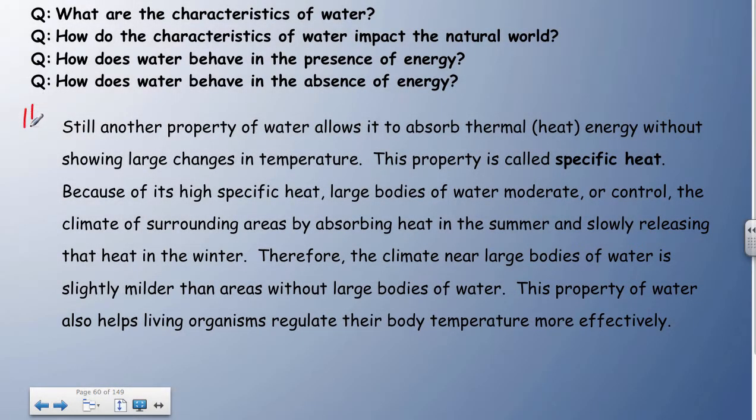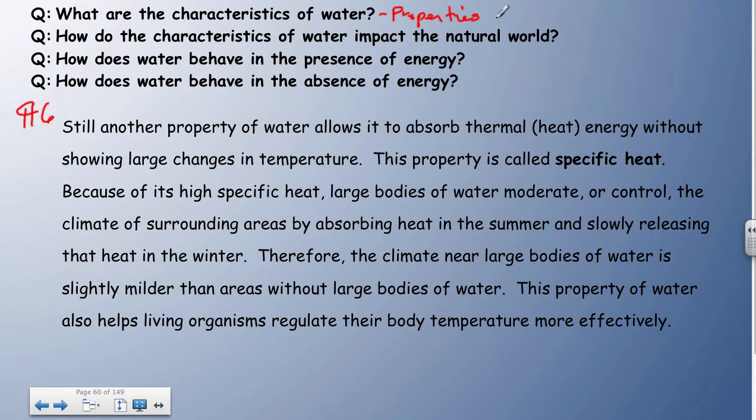So this is paragraph 6 of the reading Properties of Water. And the questions for understanding are, what are the characteristics of water, or what are the properties of water? And we've been talking about the properties for quite some time. I won't take the time to write them all right here, but I will just review them with you.